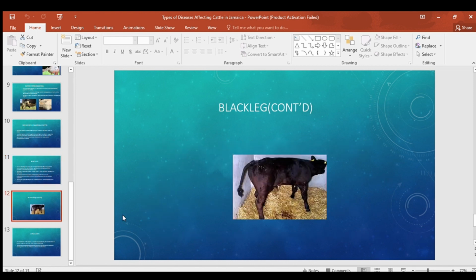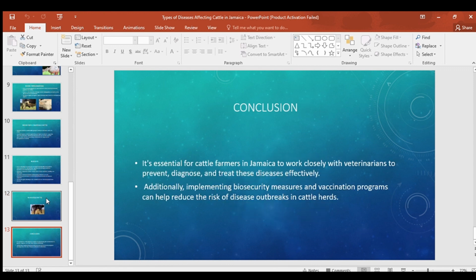Now, this is a picture of an animal with blackleg. Oh my god. I hate to see animals in pain. I hate to see animals affected with these diseases and going through the pain that comes along with them, and the difficulties and the discomfort. I hate to see it.